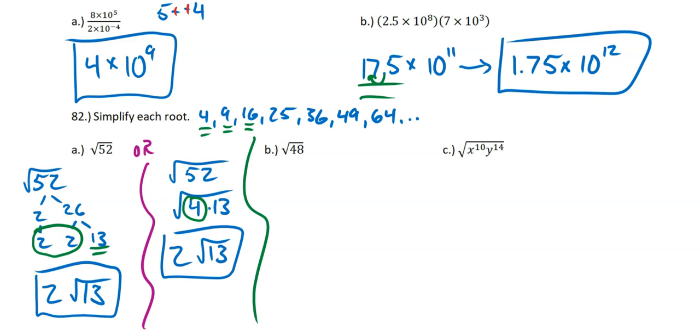Same thing with the next guy. Again, I can do the factor tree. I'll do the factor tree first. Maybe do something like 2 times 24. And then this guy, that's 2 times 12. And then that's 2 times 6. And then that's 2 times 3.